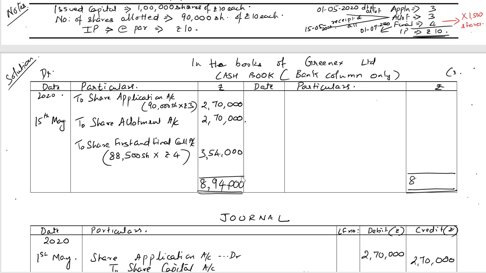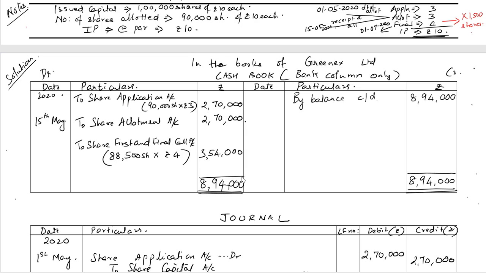Greater total on the debit side 8,94,000. By balance carried down 8,94,000.